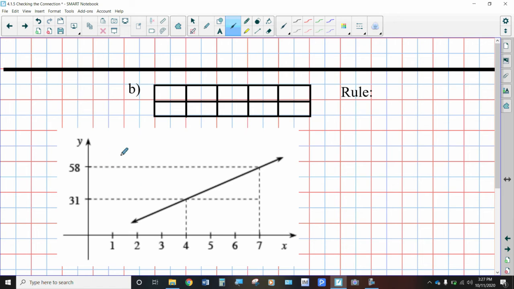All right, please copy down what you see here. Pause. We're going to find a rule and a table, and I think we'll just skip the tile figures because I honestly don't want to create a tile figure with 58 or 31 tiles. I think you do not want to do that either. All right, so let's pause and come back when you've got everything drawn in.